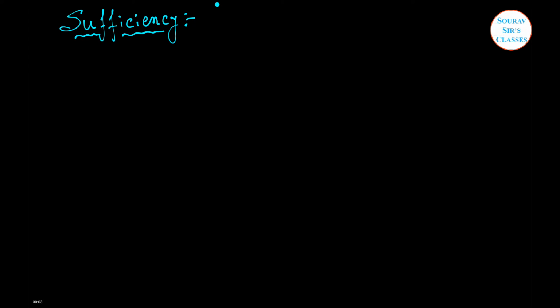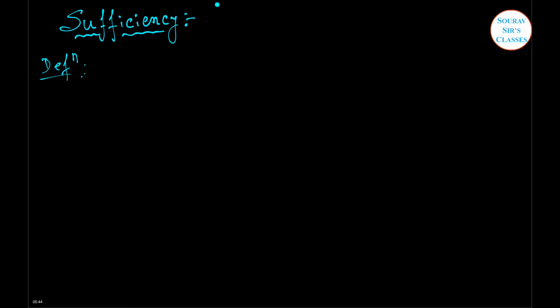Hello everyone, today's lecture is about statistical inference and today's topic is sufficiency. Now tell me, what is sufficiency? The definition of sufficiency. Let me tell you, an estimator is said to be sufficient for a parameter if it contains all the information. I repeat, if it contains all the information in the sample regarding the parameter.